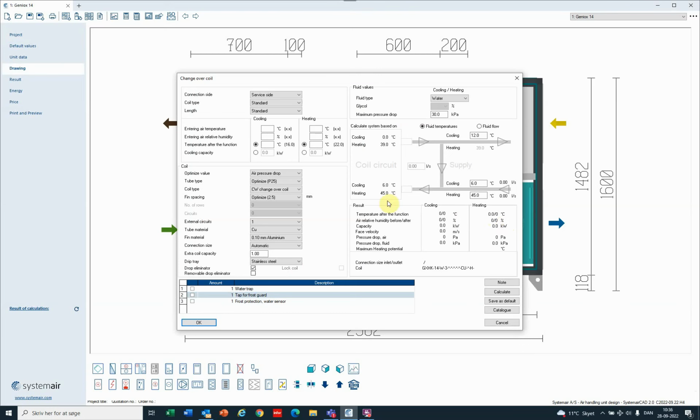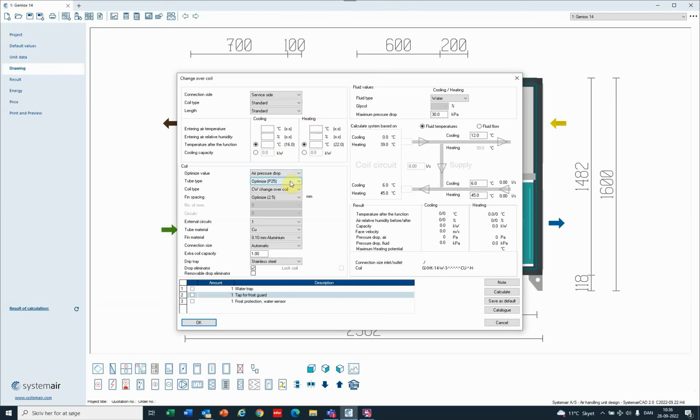Of course, we can see our defined temperatures over here in the input area. We can see that we have stated we wanted 16 degrees in cooling mode and 22 degrees in heating mode. We can also see that the system is set up to optimize the coil on air pressure drop.